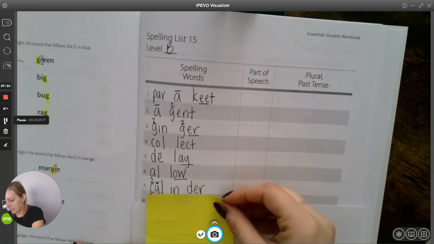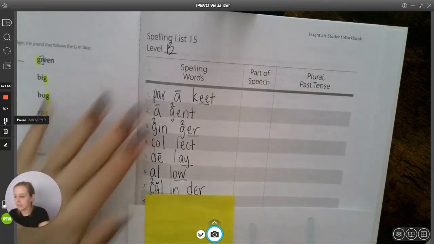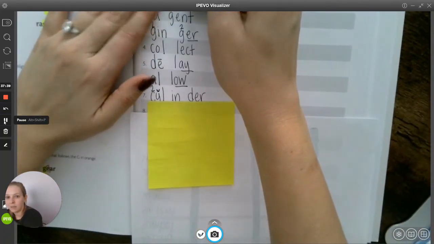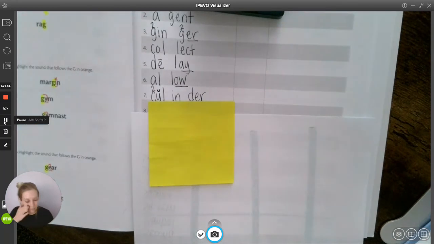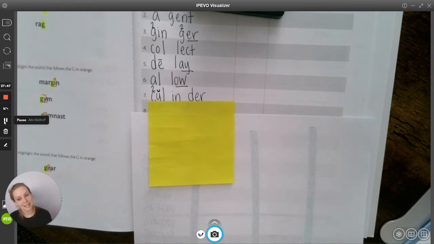Number 8 is symbol. Move it down a little bit. Symbol. Tap the symbol gently. Two syllables, sim, ball. And I am going to emphasize that. That's another schwa sound. First syllable is sim.